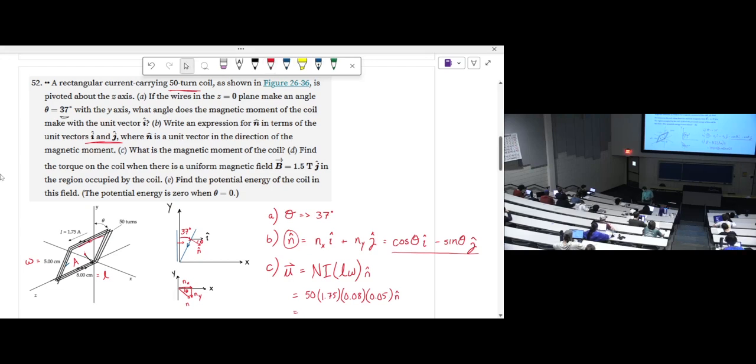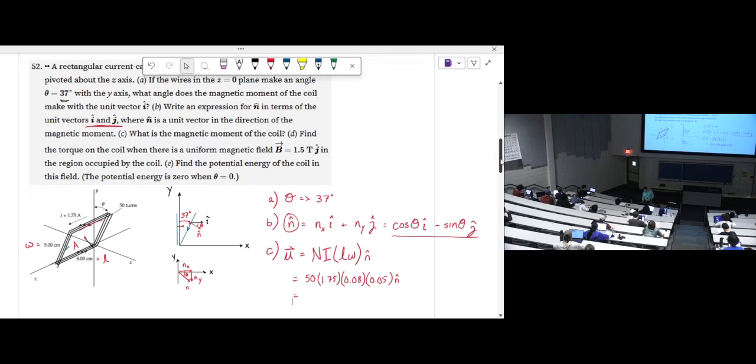which comes out to be equal to, if I could scroll down just a wee bit, 0.2795 i hat minus 0.2106 j hat. And that's going to be in amp meters squared. 50 is unitless and n hat is unitless. I've got a current in amps times meters, so that's where I get a magnetic moment of amp meters squared.